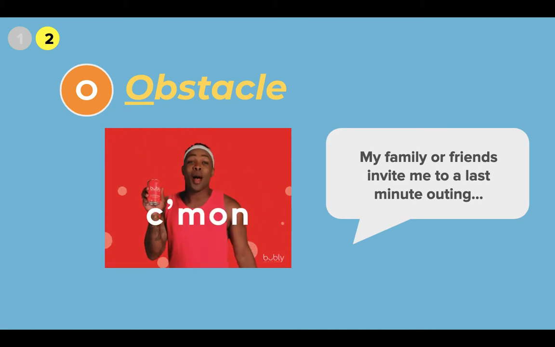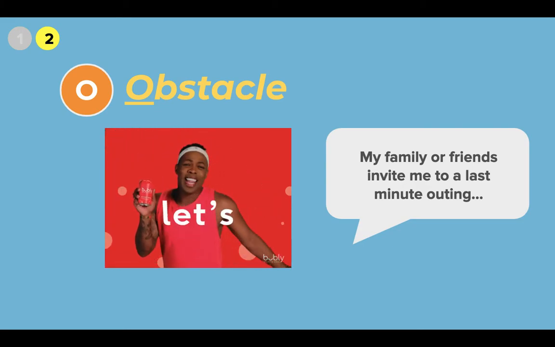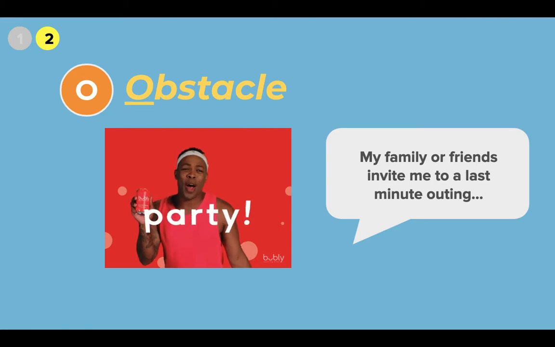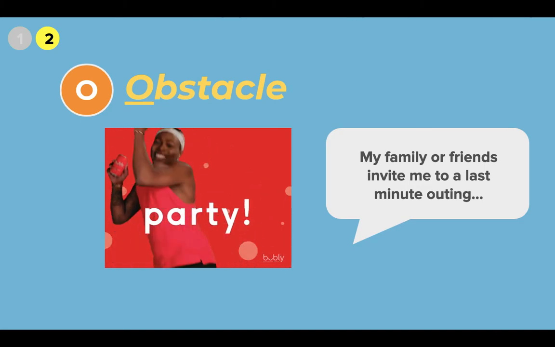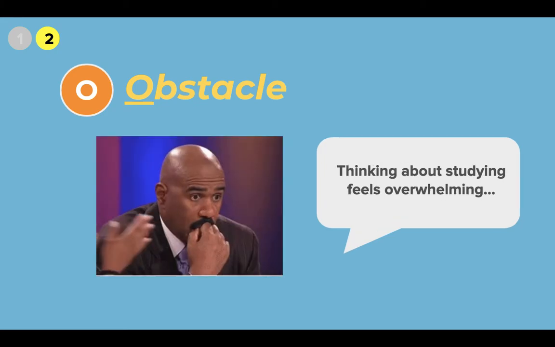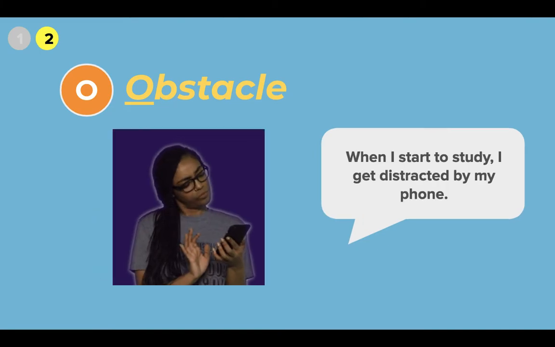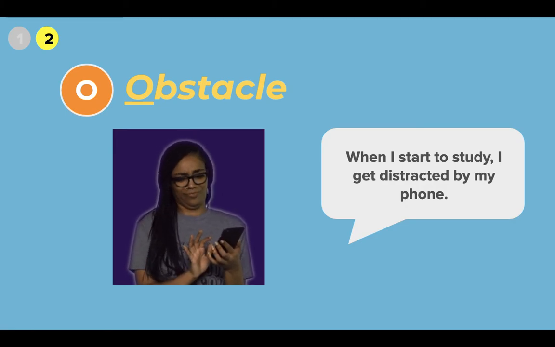Now comes the most important step, which is anticipating what obstacles will prevent you from reaching your goal. The obstacle you think of should be something that you can influence or control. So I'm going to walk through a few examples, but one that comes up that many fellows have is when they intend to study, they're sidetracked or tempted by last minute social invitations. So in this case, your family or friends inviting you to a last minute outing. A second obstacle might be avoiding studying because you feel overwhelmed by your projects or feedback. And a third may be when you start to study, you get distracted by notifications on your phone.